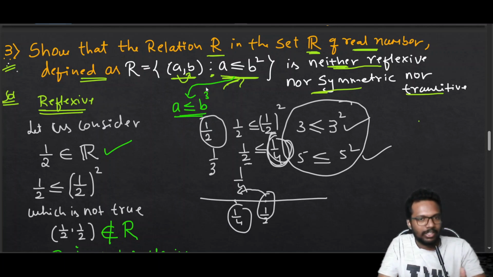So just observe here, for b square it is not satisfying reflexive, it is not satisfying symmetric, it is not satisfying transitive. How come the cube will satisfy? So definitely the cube will also not satisfy reflexive, symmetric and transitive. So use the same examples to solve the problem.